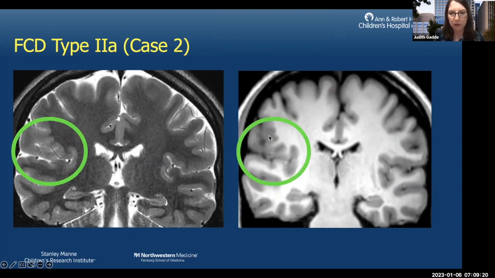So if we look at this coronal 3D T1, we can see that that gray matter just looks a little blurred or smudgier compared to the very distinct gray-white matter junction in the other regions. So again, these can be very subtle on imaging.